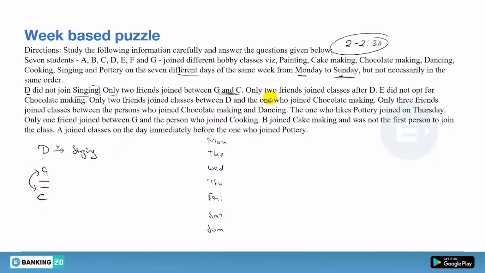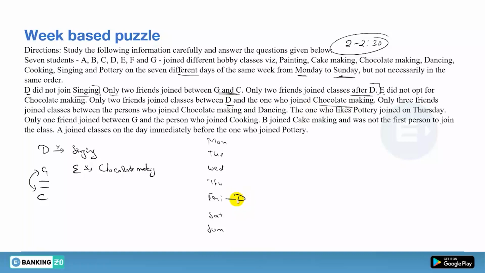Next, only 2 friends join after D. So after D there must be only 2 persons. So it is obvious that D must be on Friday. Clear? Next, E did not opt for chocolate making. Okay, so E did not opt for chocolate making. Done. Next, only 2 friends joined classes between D and the one who joined chocolate making.